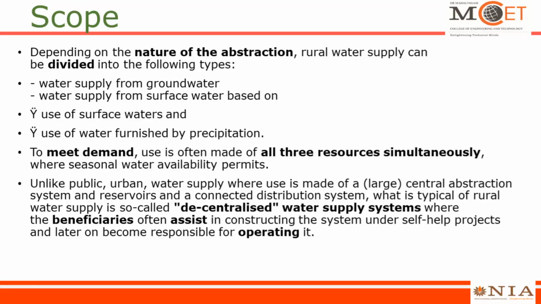Unlike public urban water supply schemes, where use is made of large centralized abstraction systems and reservoirs and a connected distribution system, what is typical of rural water supply schemes is the so-called decentralized water supply system, where the beneficiaries often assist in constructing the system under self-help projects and later on become responsible for operating it.